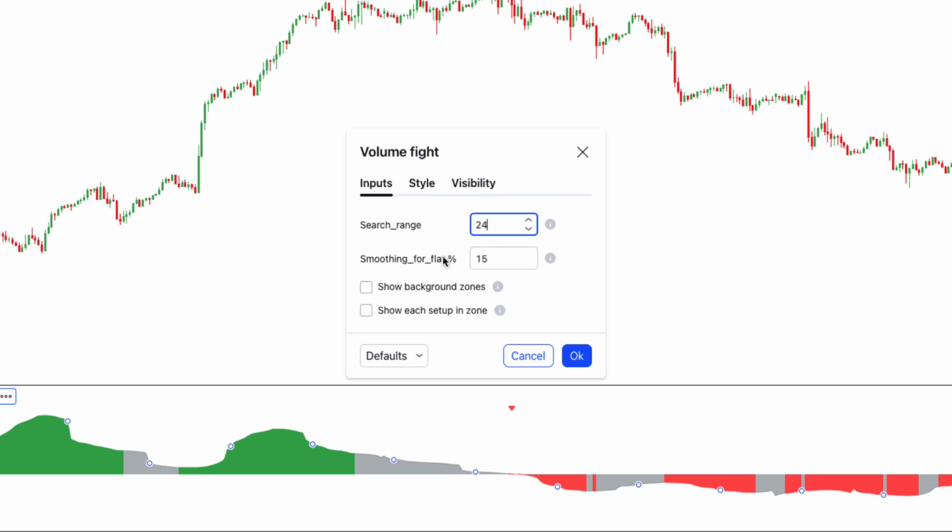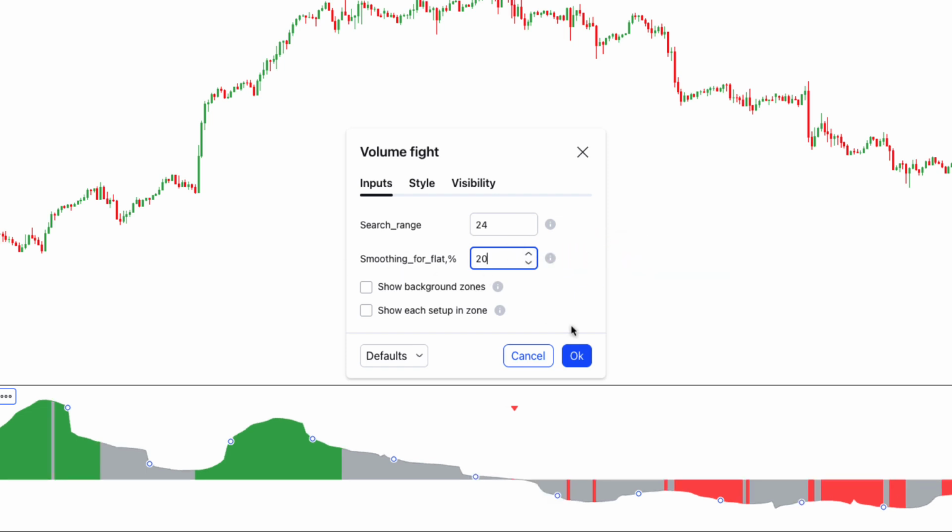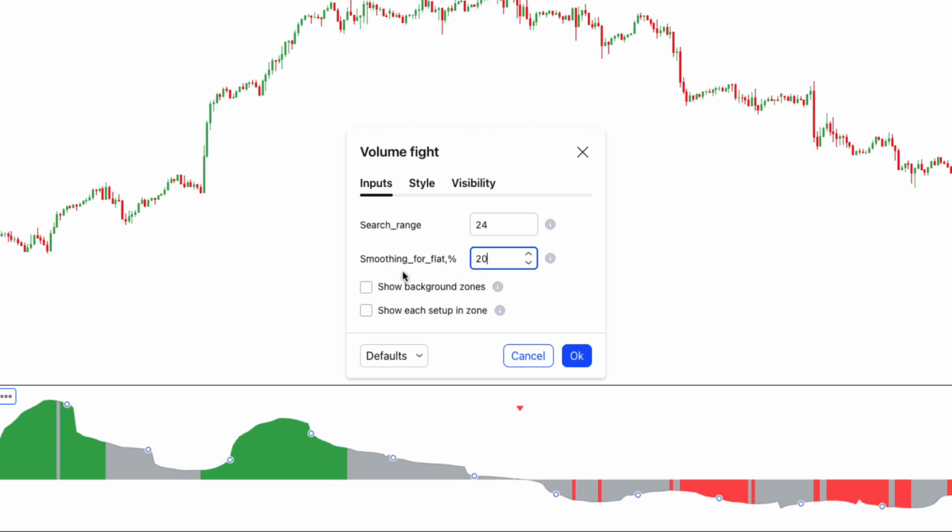There is also a setting for smoothing of the flat part, the gray part, which reduces false signals. The value is actually a percentage, which the difference between the forces of bullish and bearish volume is benchmarked with this percentage. If the difference is less than 15%, so the zone is considered flat and it's displayed in gray color. So if we increase the percentage for smoothing, we will have more flat parts. And if we decrease the percentage for smoothing, we will have less flat parts.